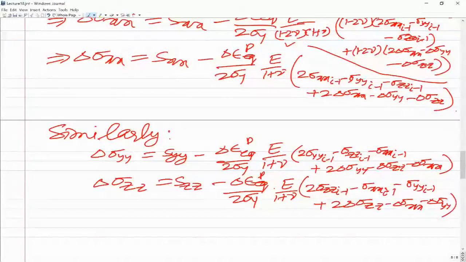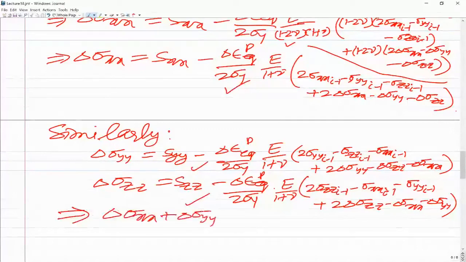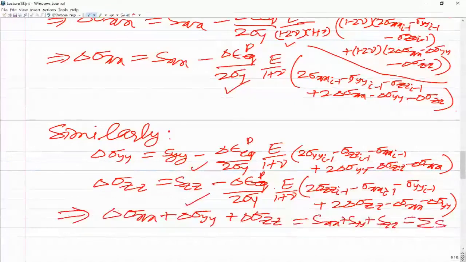Now I want the expressions for delta sigma xx, delta sigma yy and delta sigma zz in terms of the equivalent plastic strain. If you sum these three equations, you will find that the second terms with delta epsilon equivalent p get cancelled out. So from these three equations, delta sigma xx plus delta sigma yy plus delta sigma zz will simply be equal to sxx plus syy plus szz. Let me denote this by simply saying that it is sigma s.